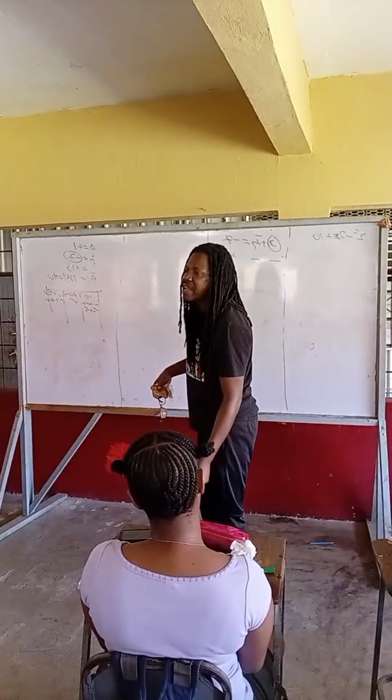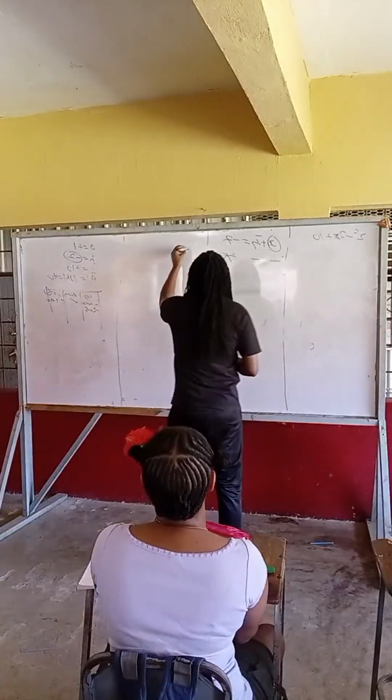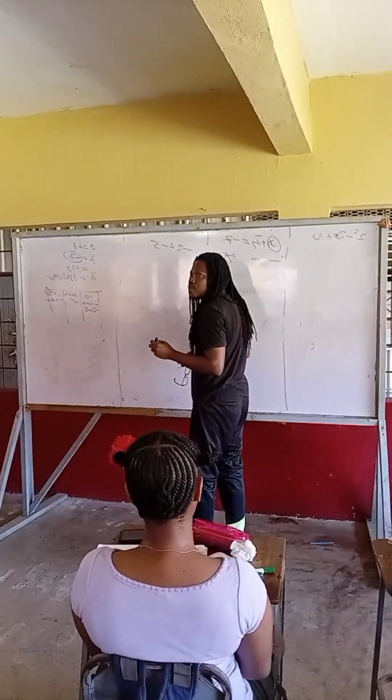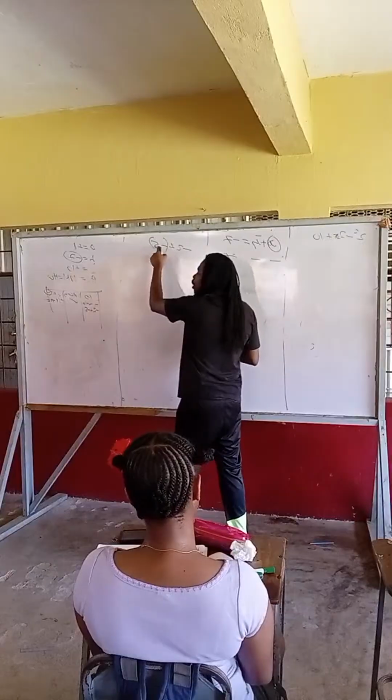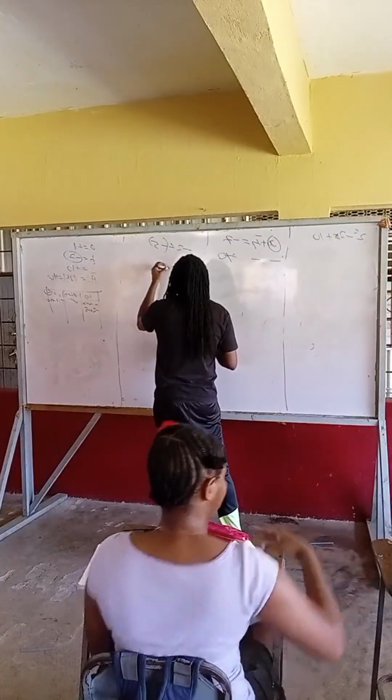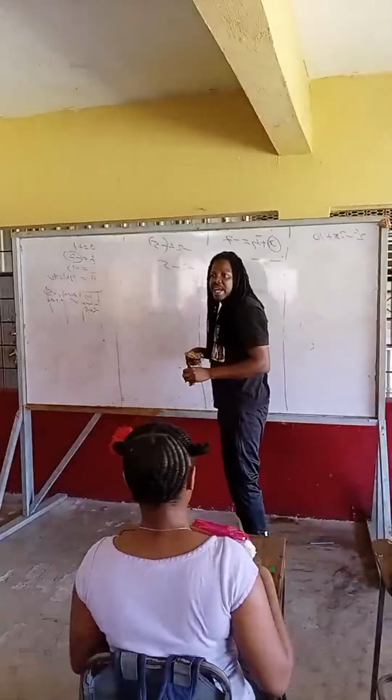Look by the board. Negative 2 plus negative 5. Once it's a plus and a minus, it's equal to minus. So negative 2 minus 5. Everybody see that? Yes, sir.